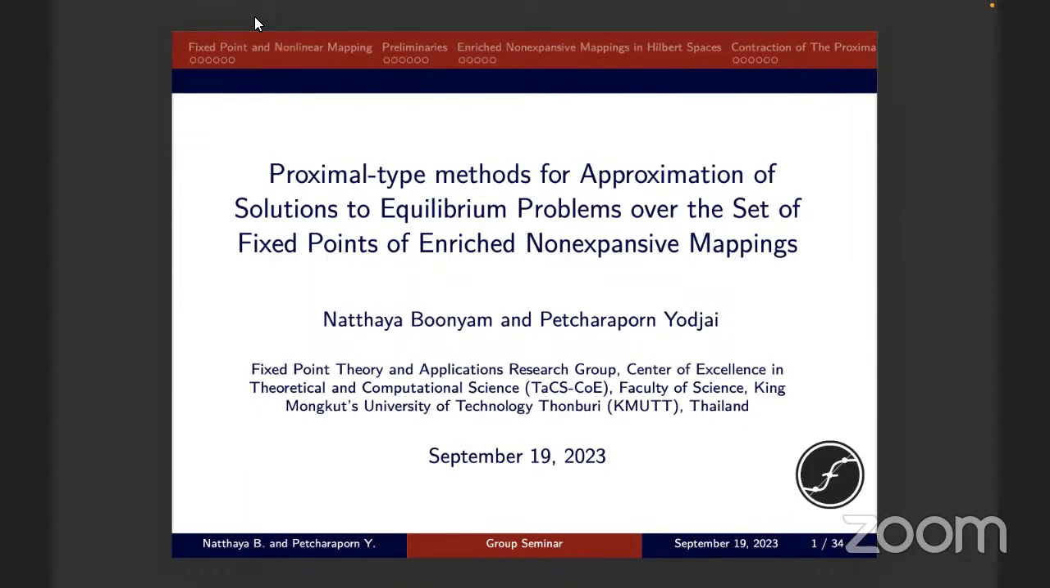Okay, good afternoon, everyone. Today, our group will present proximal time method for approximation of solution of equilibrium problem over the set of fixed point of enriched non-expansive mapping. In our group, my name is Nathaya Pundyam and Echaraporn Yodjai.